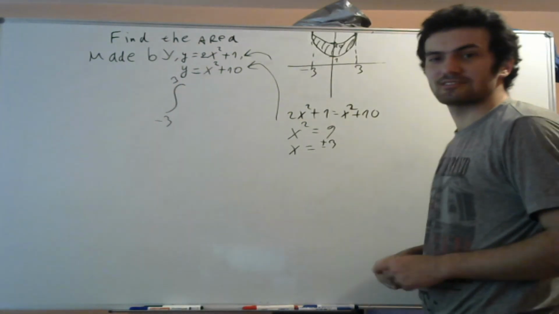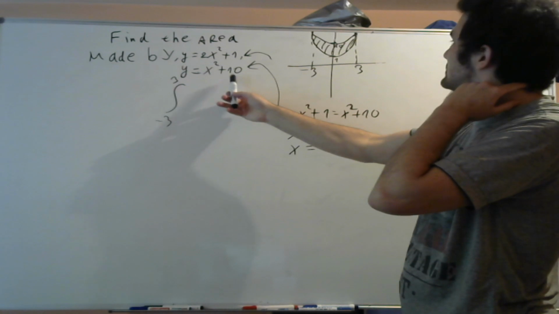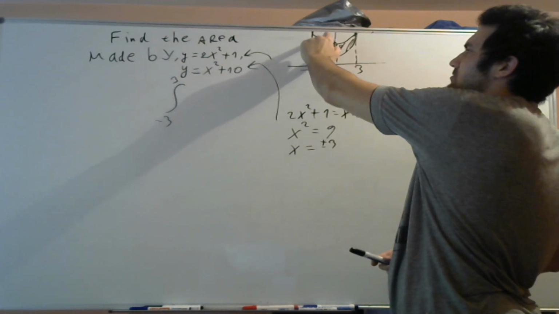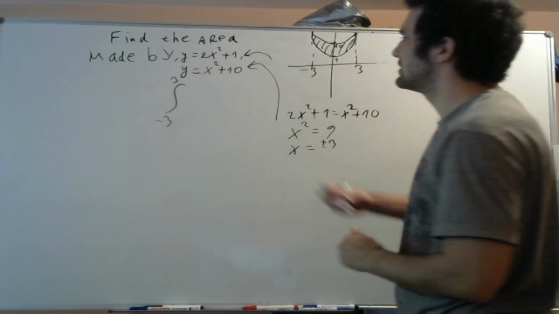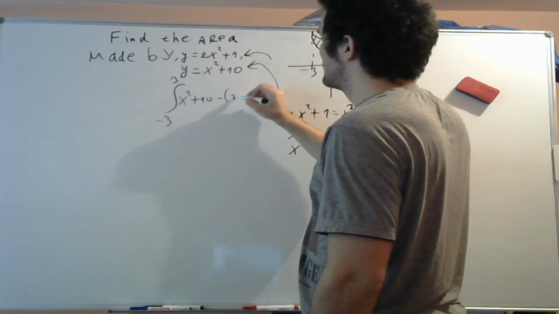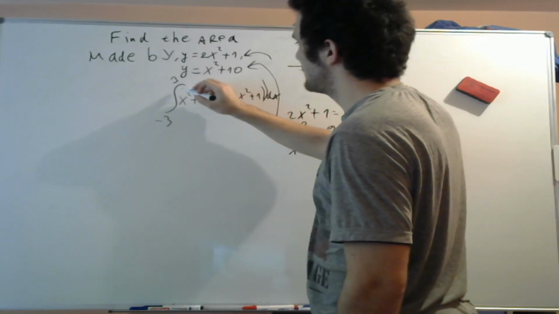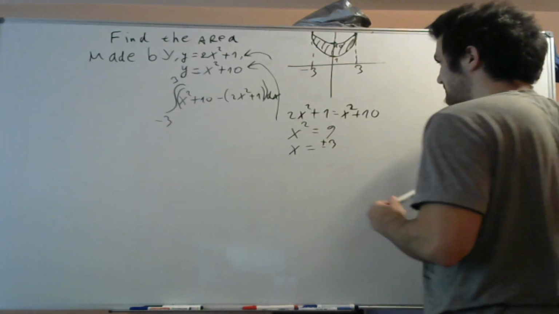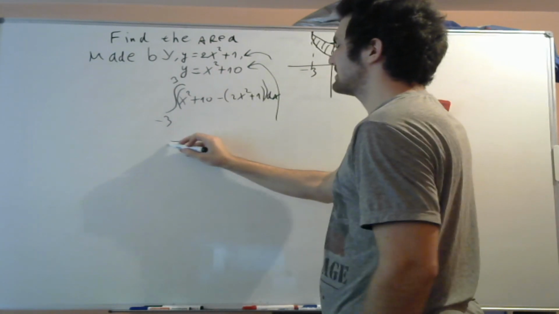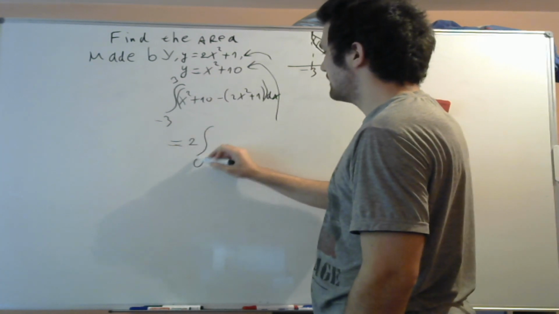And what are the functions? The top function is certainly this one. We need to find the area, so we need to subtract the bottom one from the top one in order to find the area in between. So we will have the integral of (2x squared plus 1 minus (x squared plus 10)) dx, everything in parentheses. What we can realize now is that this function is even on a symmetric interval, so we can multiply everything by 2 and integrate from 0 to 3.